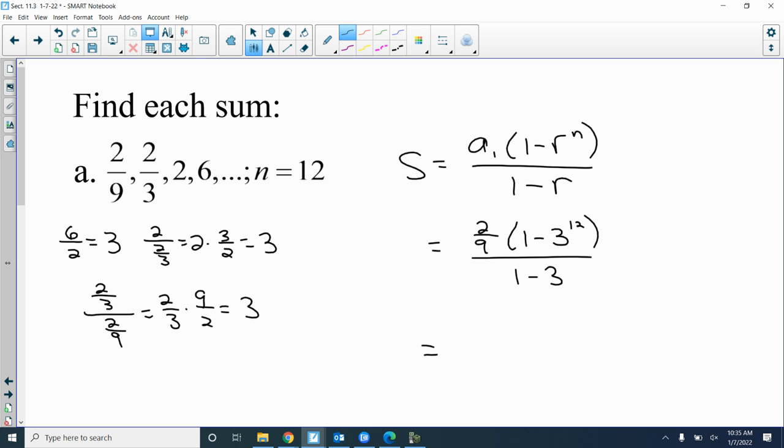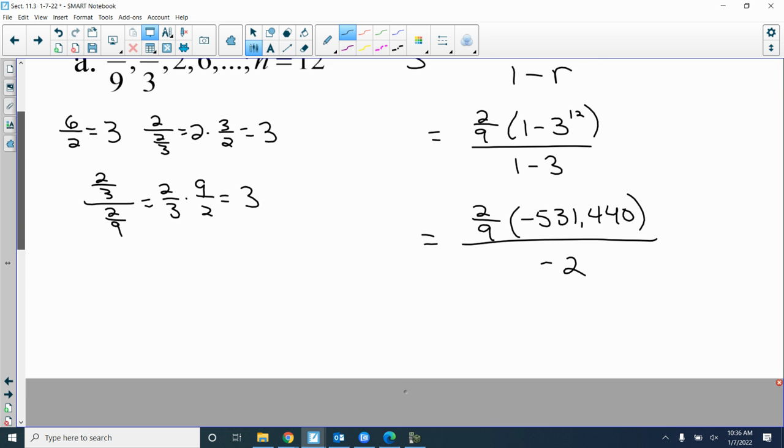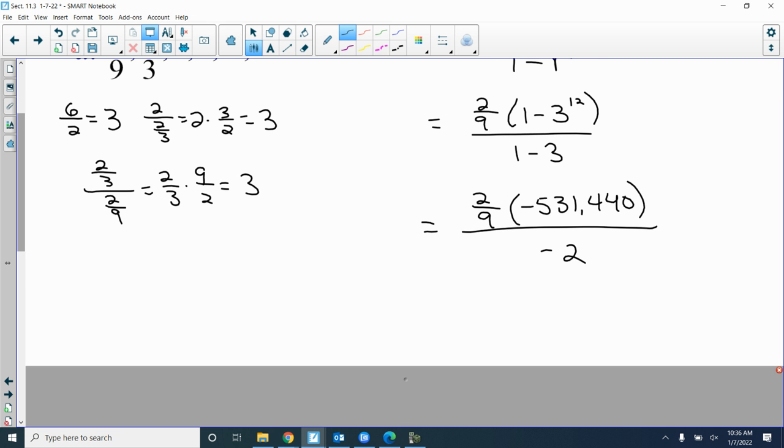Don't worry about the 2/9 yet. What's 1 minus 3 to the 12th? 440. So I get 2/9 times negative 531,440 over negative 2. Okay, over negative 2. All right, it's not going to come out to be a nice whole number. That's okay. There are a couple of ways you can go about this. One thing I'm going to do is take that 2/9 and, instead of multiplying across, divide it by negative 2. What's 2/9 divided by negative 2?